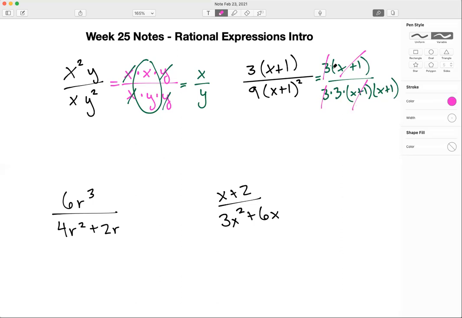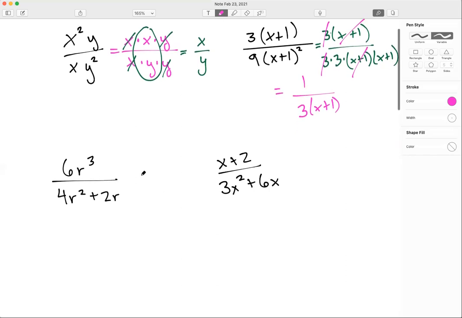So what are we left with on top? Well, on top we're left with a 1. And then on bottom, not a 0, a 1. And then on bottom, we are left with a 3 and then the x plus 1. And this is simplified. Okay, now here's the key with some of these, okay?